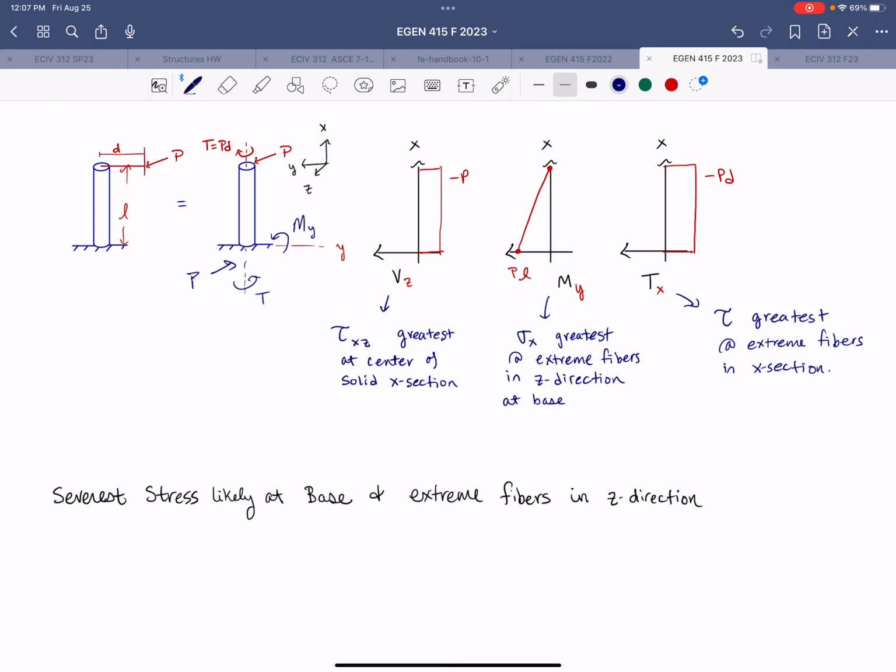Any questions? So again, we're just doing qualitative assessment of stresses. Why in the Z direction? For sigma x? Yeah. So we're identifying the location where sigma x would be greatest within the cross section. Because the moment is bending about the y-axis, that's going to cause compression at this end and tension at that end in the z direction.